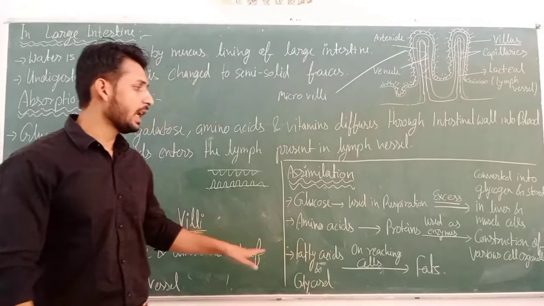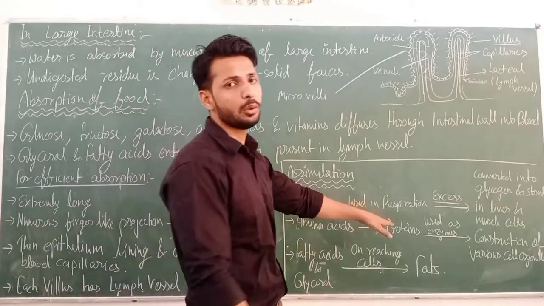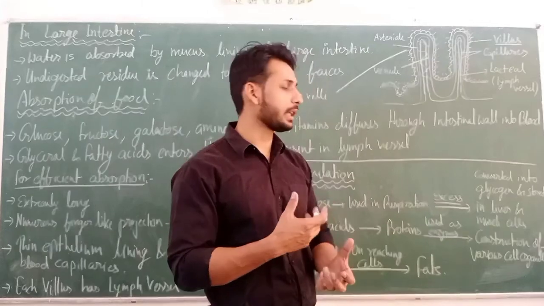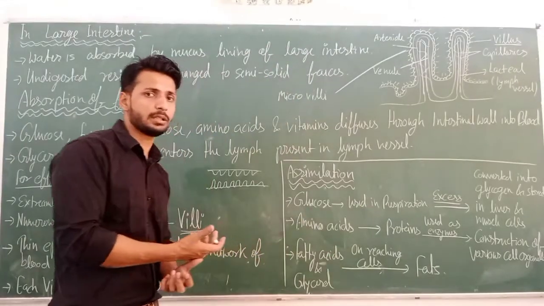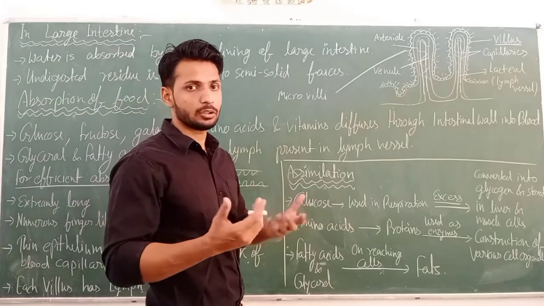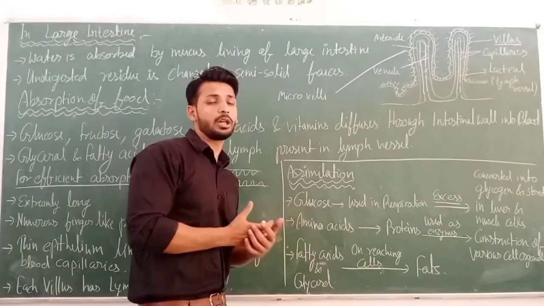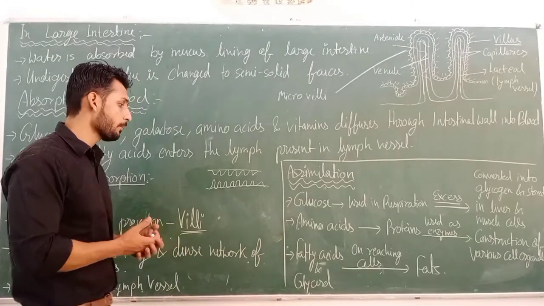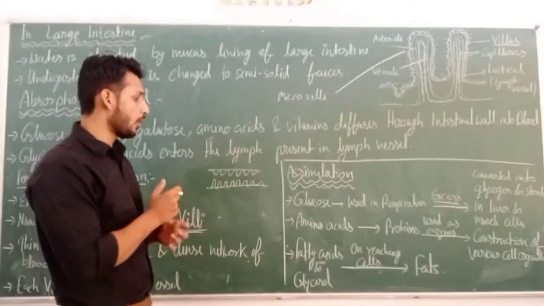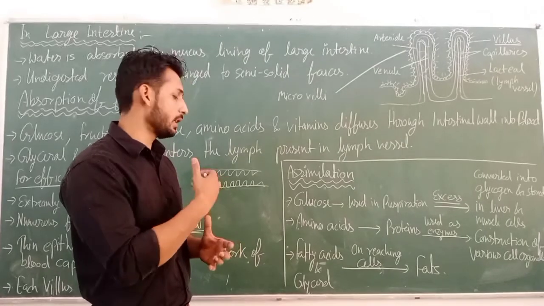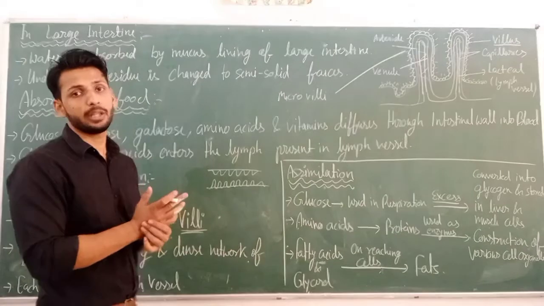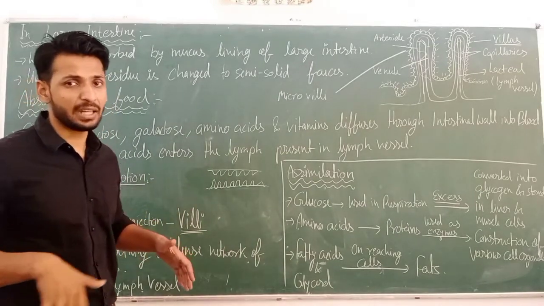Next, amino acids. Amino acids are converted into proteins. These proteins are used as enzymes and for the construction of various cell organelles, and in this way, proteins help in body building. That's why we call protein a body building material, right? Next, fatty acids. Fatty acids and glycerol, on reaching the cells, get converted into fats and they are stored.